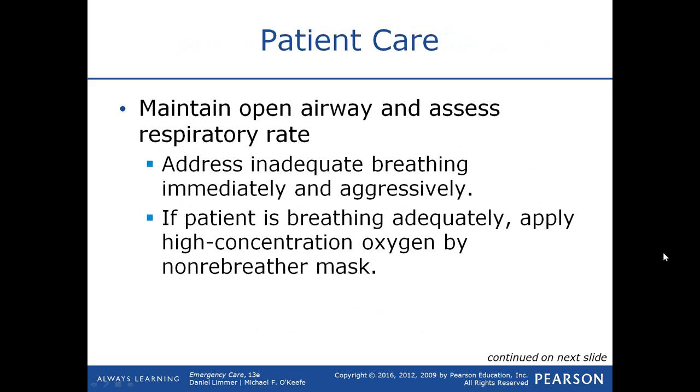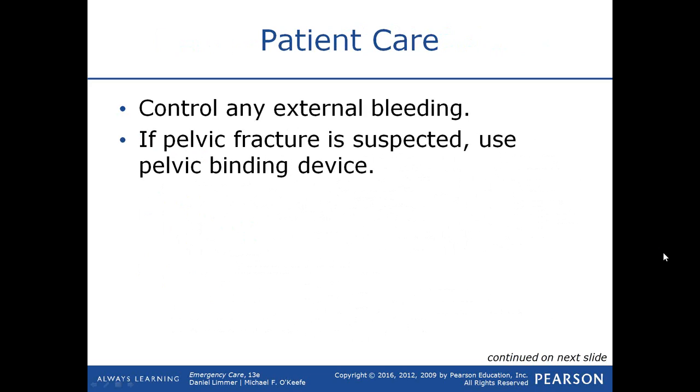Maintain an open airway and assess their respiratory rate. If their breathing is inadequate, then address it immediately and aggressively so that we can provide adequate oxygenation and get oxygen into the blood that they have left. Give them high concentrations of oxygen, 100% by non-rebreather or bag mask ventilation, or if unresponsive, a supraglottic airway device like the King. Control any external bleeding. And again, remember that controlling external bleeding may be your first choice in massive external hemorrhage.